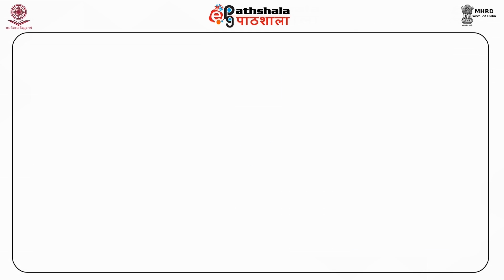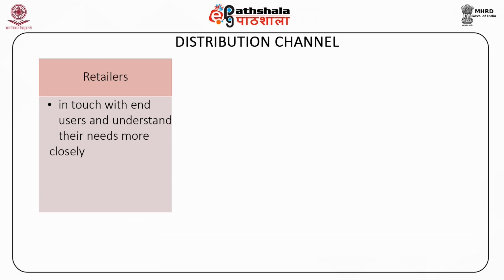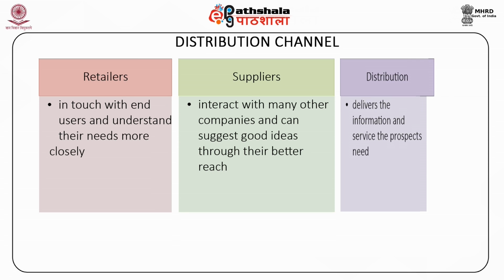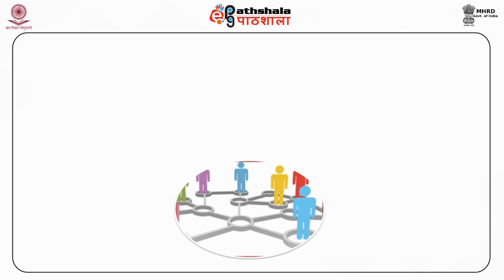The next technique that can be used in idea generation is the distribution channel. Members can also be very helpful. Retailers are more in touch with end users and understand their needs more closely. Suppliers interact with many other companies and can suggest good ideas through their better reach. Distribution strategy also delivers the information and service the prospect needs.